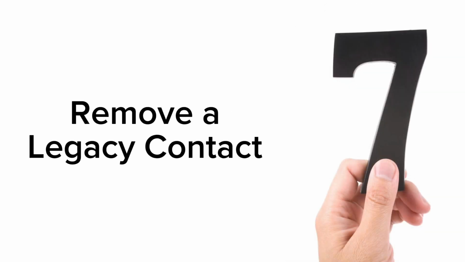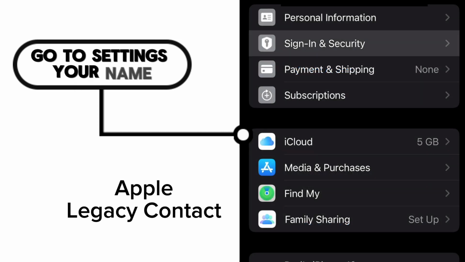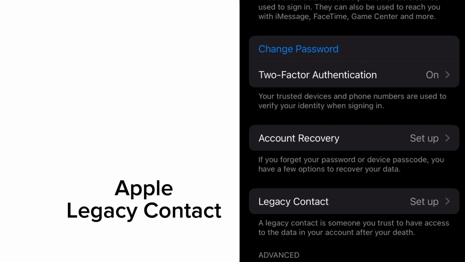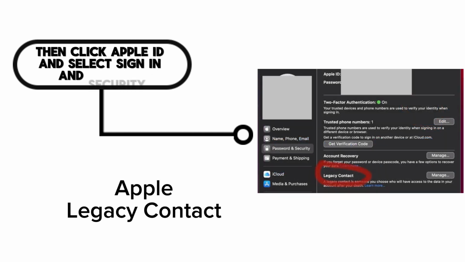Step 7. Remove a legacy contact. You can remove a legacy contact at any time. On iOS, go to Settings, Your Name, Sign In and Security. On Mac, choose Apple Menu System Settings, then click Apple ID and select Sign In and Security.